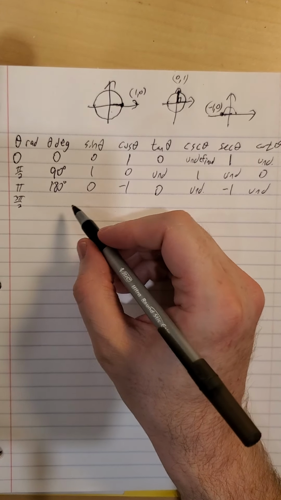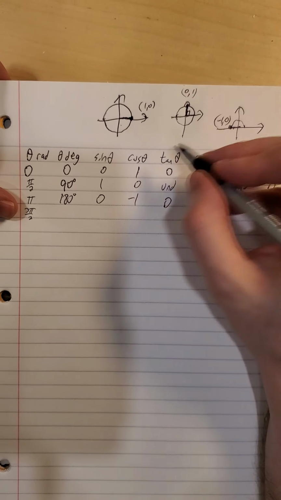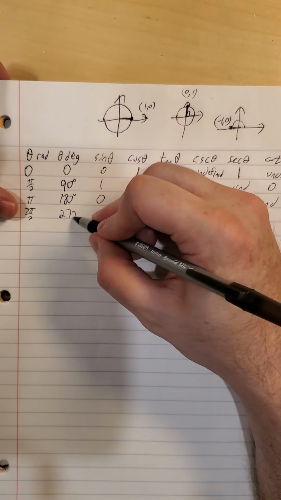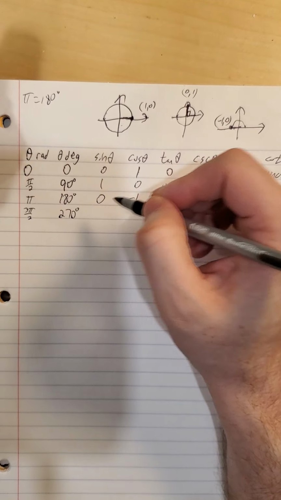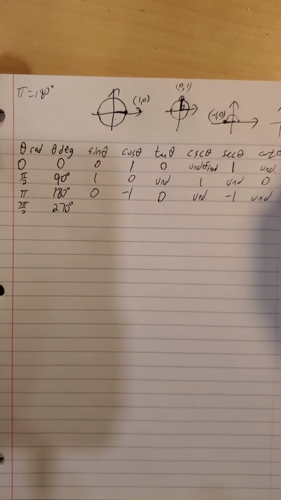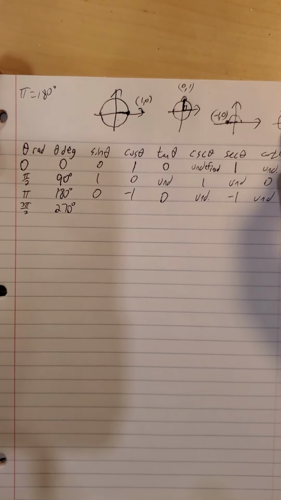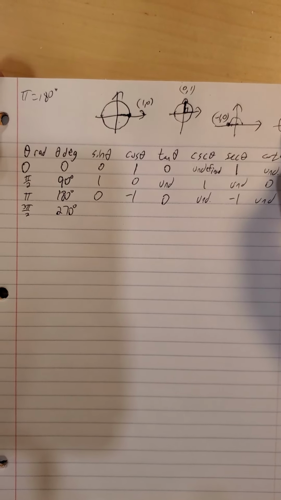3 pi over 2. That is 270 degrees. And if you use your Rosetta Stone of pi is 180 degrees, and just multiply the 3 pi over 2 by 180 over pi, you'll get your 270 there. So where is that? Well, that is 3/4 of the way around, so now we're down here at 0 for the x, -1 for the y.